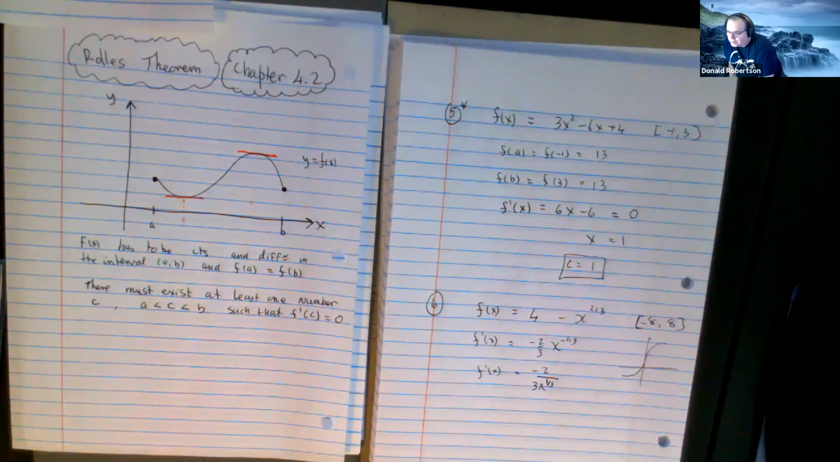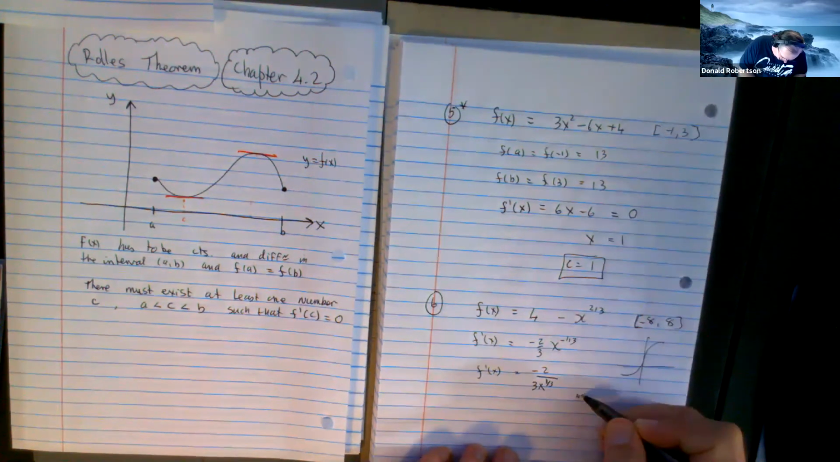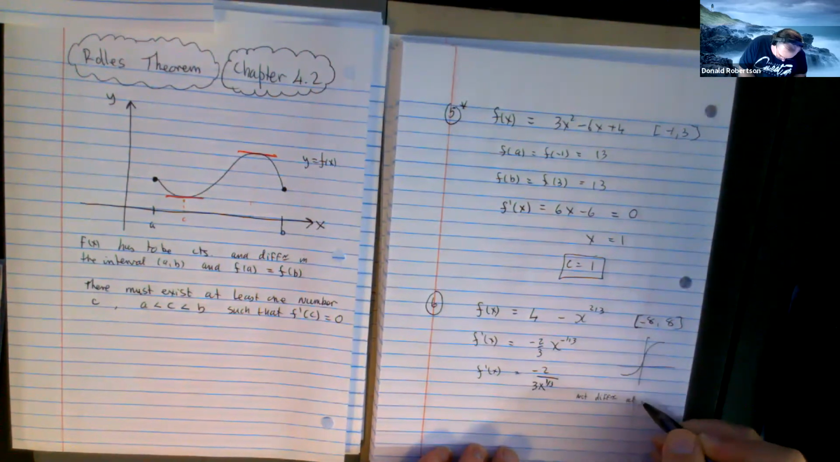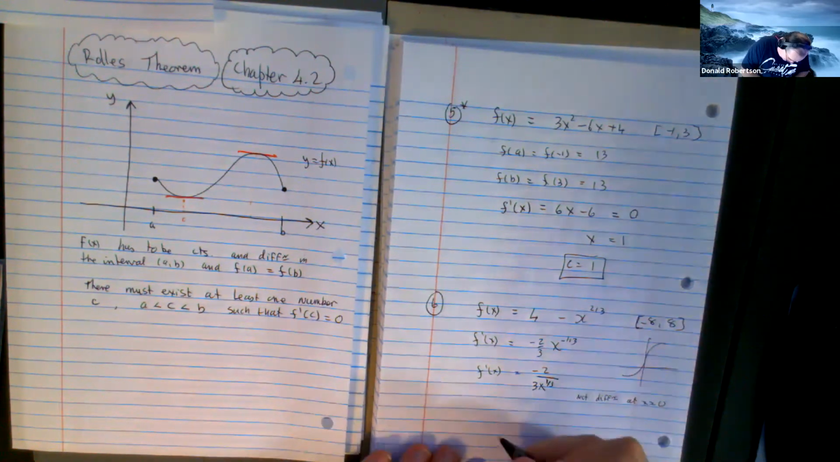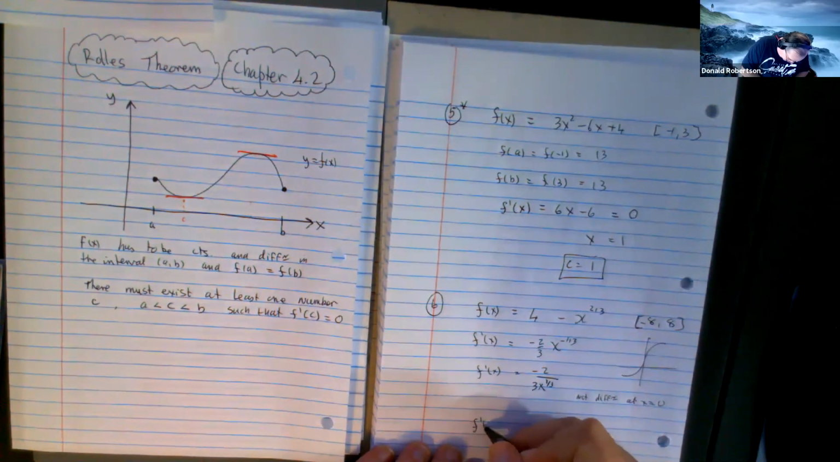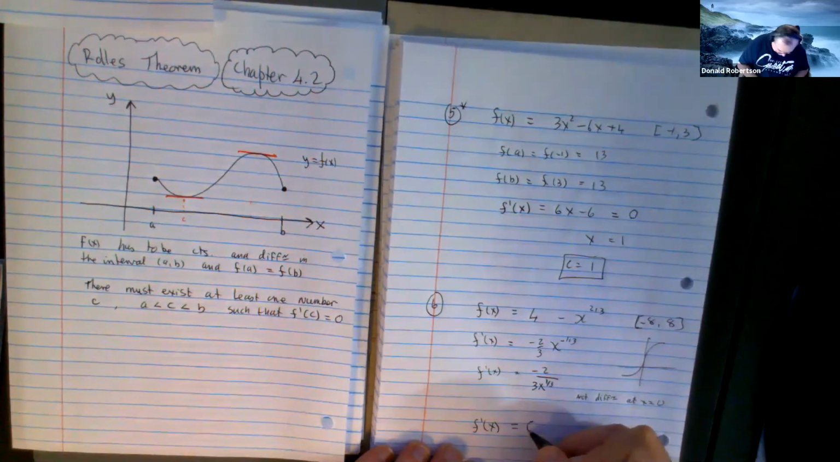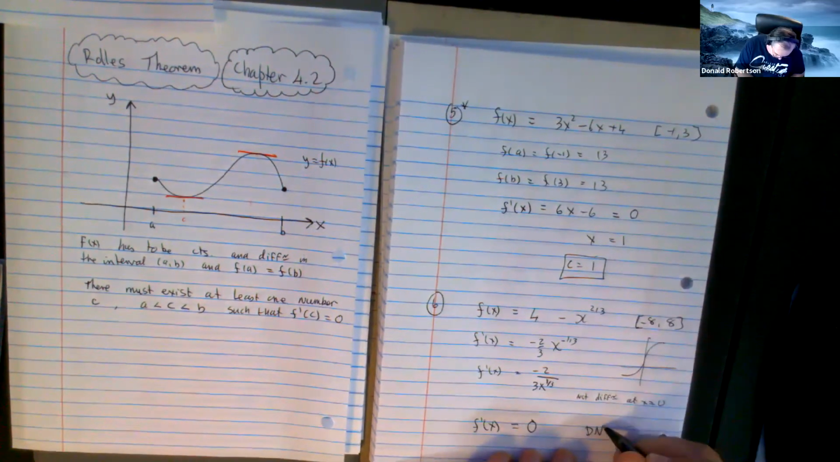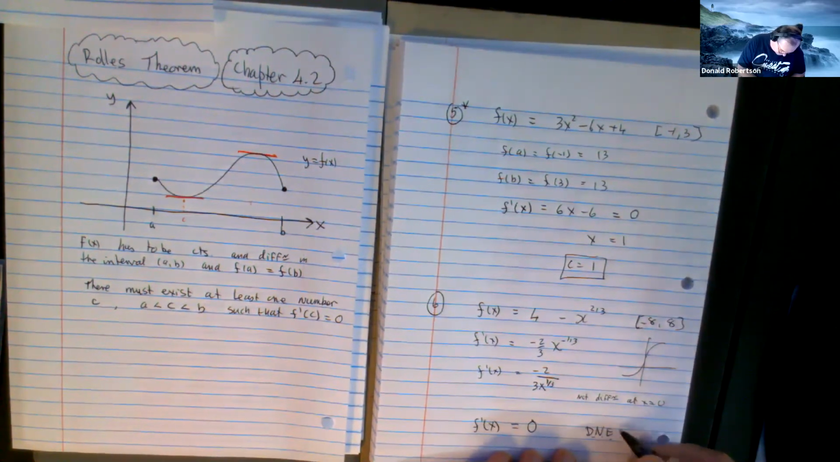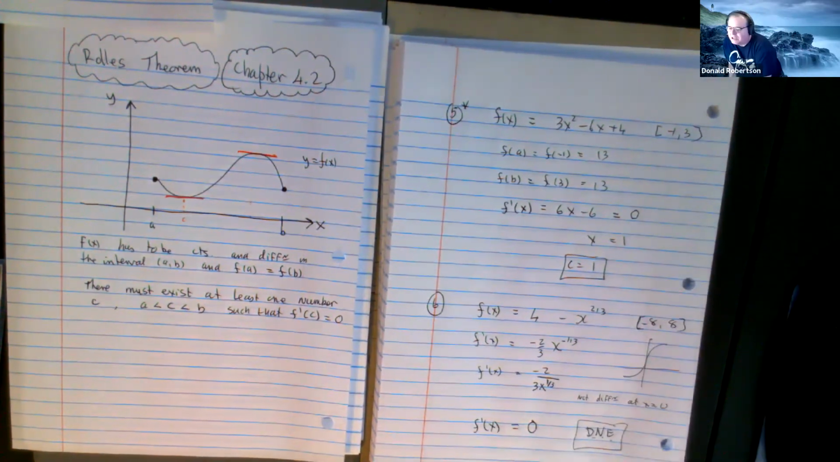Differentiable means you get a number. You can't get infinite. It doesn't count. So it's not differentiable at 0. So that means you can't use Rolle's theorem. And if you tried to find some place where the derivative is 0, it does not exist. So DNE.